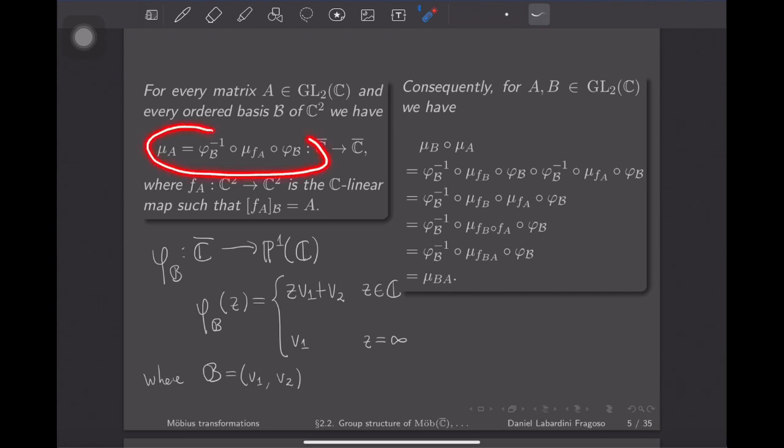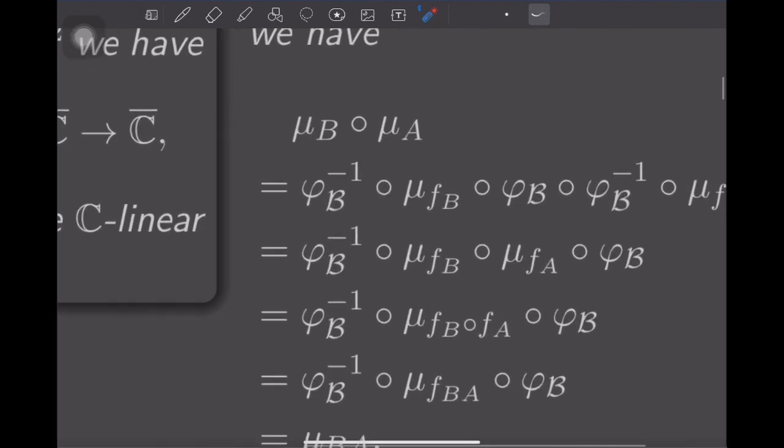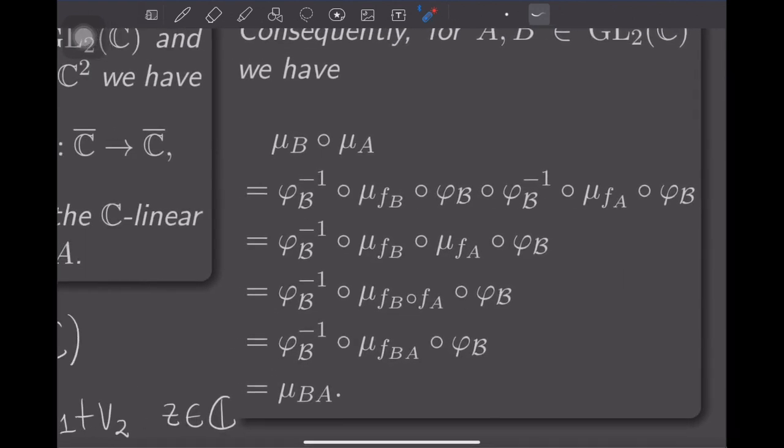Anyway, so this is very easy to check. What we have now for matrices is, if I want to compute the composition, which is what you find in the books, they do this computation: mu of B, mu of A of Z, and then let's say this is mu B of alpha Z plus beta over gamma Z plus delta.